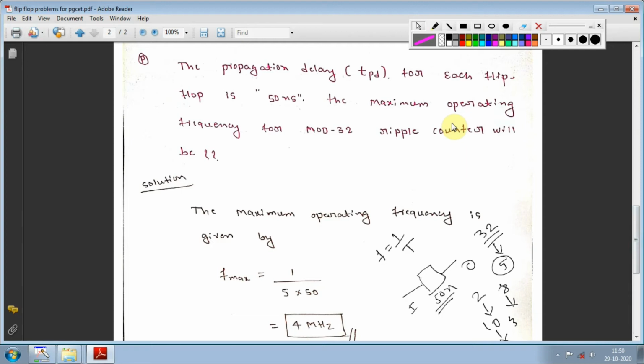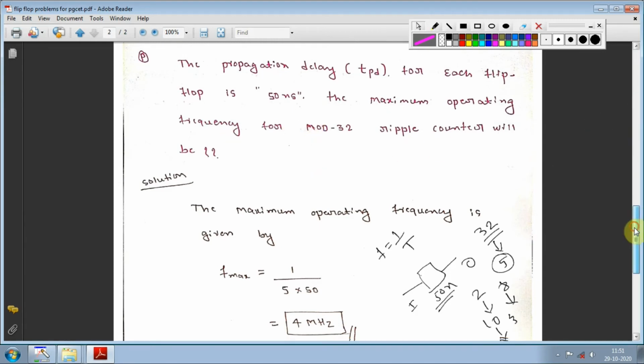The propagation delay TPD, indicated by TPD, for each flip-flop is 50 nanosecond. Again they have given the propagation delay. Then the maximum operating frequency for mod 32 ripple counter will be, so see, same question. The second one is from 2017 and this is from 2018. The same question, but slightly 80 nanosecond is changed to 50 nanosecond here. As I've told you, these type of questions are definitely asked in PGCET. So prepare well for these guys.